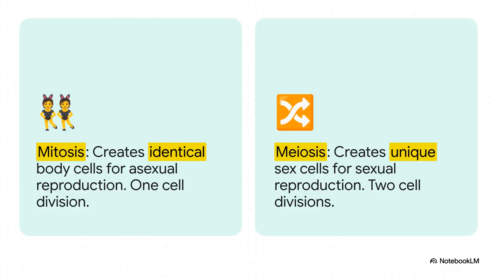Okay, this right here is a classic test question, so listen up. What's the difference between mitosis and meiosis? Easy. Mitosis is basically a copy machine for your regular body cells. It's for growth, for repair. Meiosis, on the other hand, is that special process that creates genetically unique sperm and egg cells. So mitosis makes clones, meiosis creates variety. You absolutely need to know that distinction.